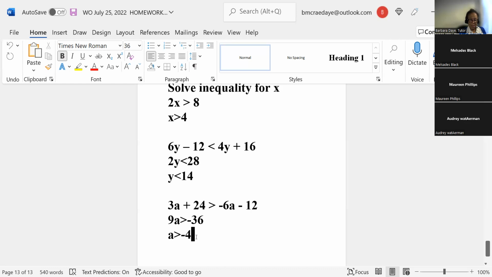Did you get the answer? Minus 4? You got A greater than a minus 4? Is that the answer you got? No. I don't know what he did there. Okay, see, you have a 3A and a minus 6A, so you add the 6A to both sides. That gives you 9A on the left side, right? 3A plus 6A, and then subtract the 24 from both sides. A minus 24 and a minus 12 give you a minus 36. Divide both sides by the 9, minus 36 over plus 9 gives you a minus 4.